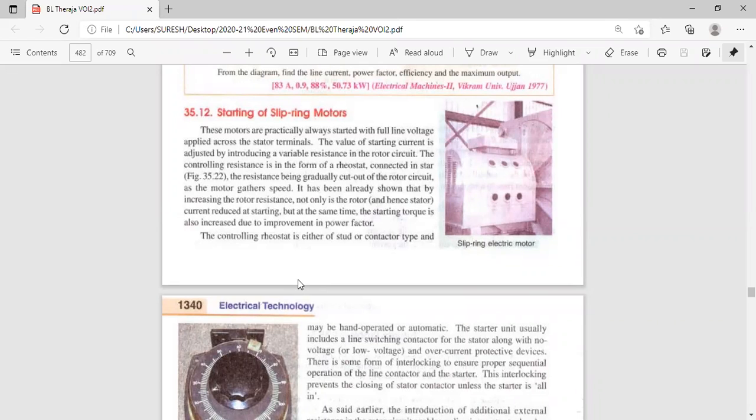Current is 7 times greater than the normal current. If the rated current is 10 amperes, it is 7 into the full load current, 7 into 10, 70 amperes initially drawn. So the windings will be burnt out. To reduce the current, we are adding resistance in primary resistors, auto transformers, and star delta.